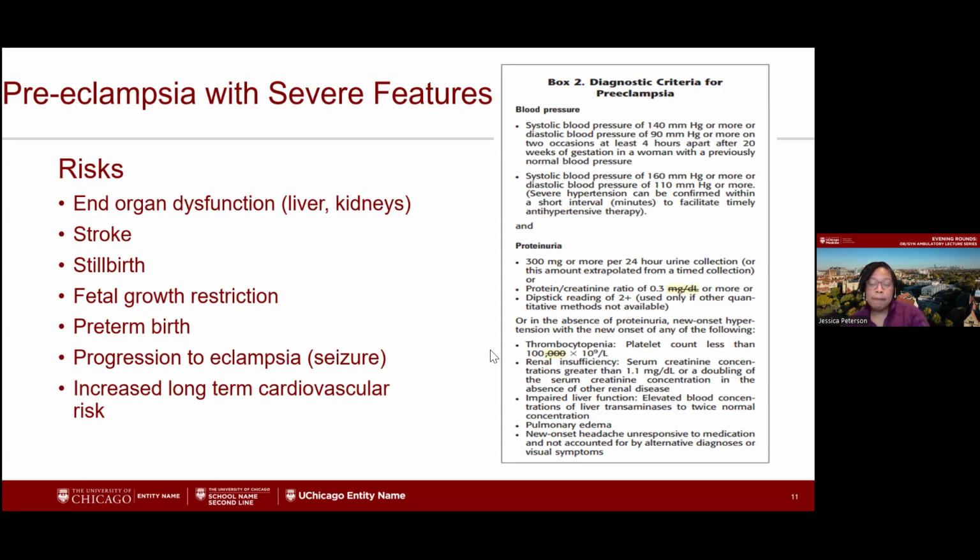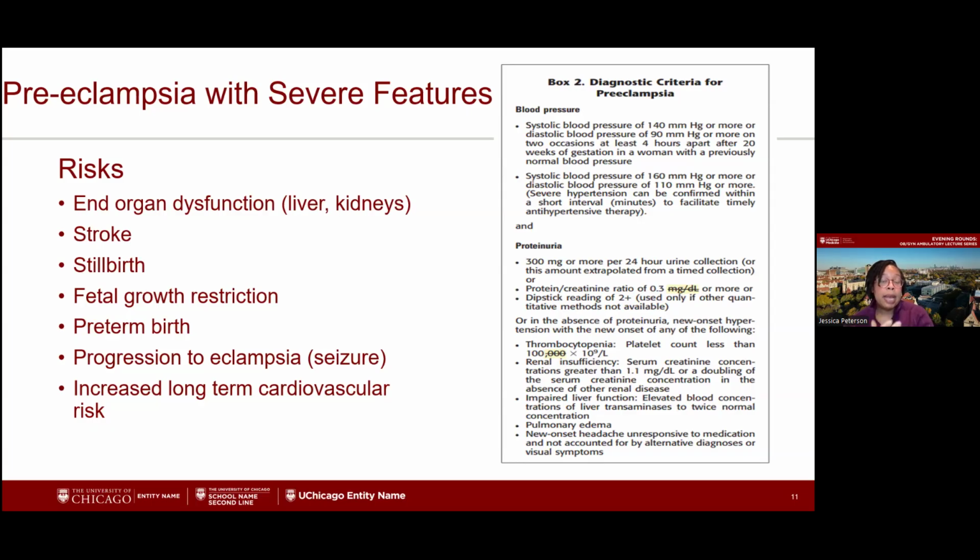platelets less than 100K, if they have renal insufficiency, which means a creatinine greater than 1.1, or in someone who already has kidney problems, a doubling of their baseline, if they have liver function tests that are twice the upper limit of normal, and also if they have symptoms like pulmonary edema or a new onset headache that's not responsive to medication. So it can be a bit complicated, but what you will probably mostly see is someone suddenly having severe range blood pressures who didn't have them before.